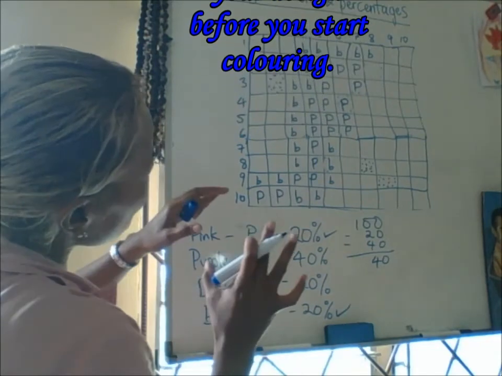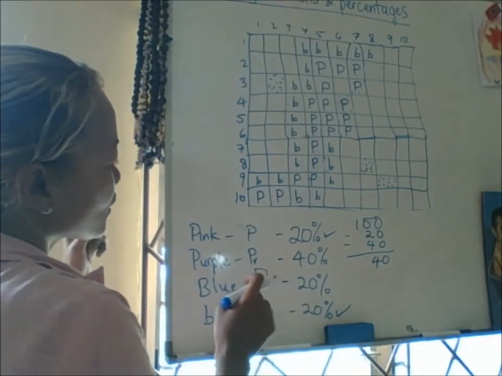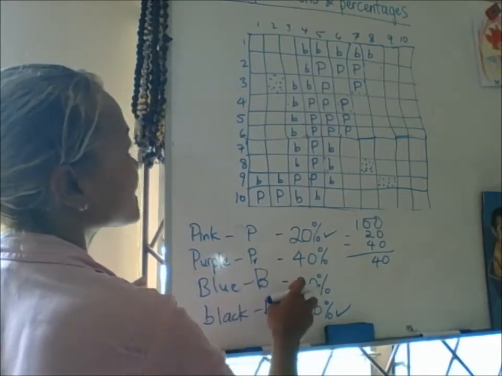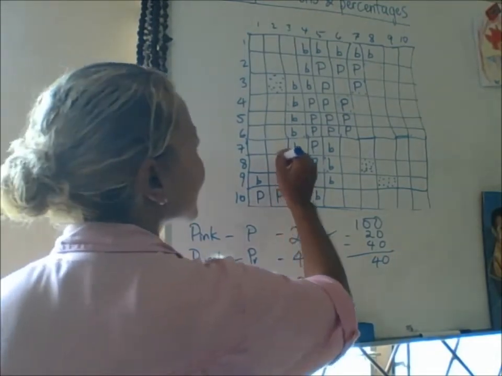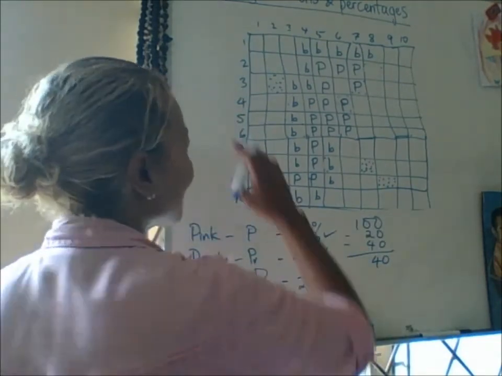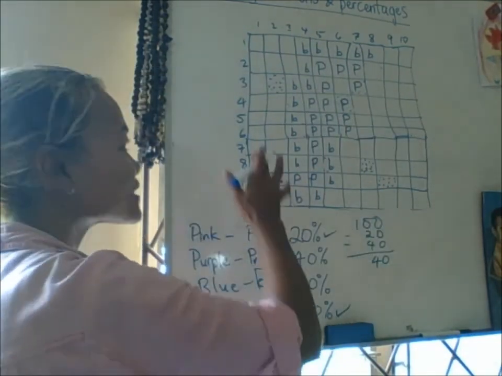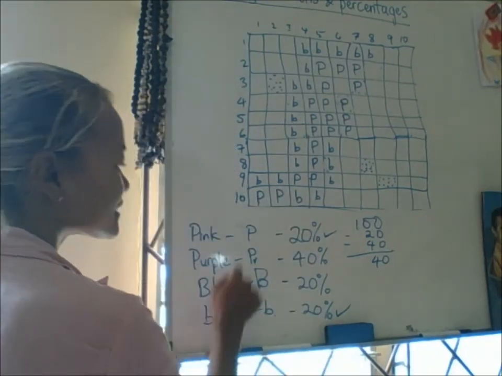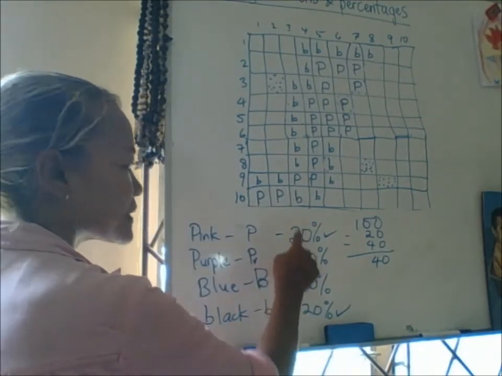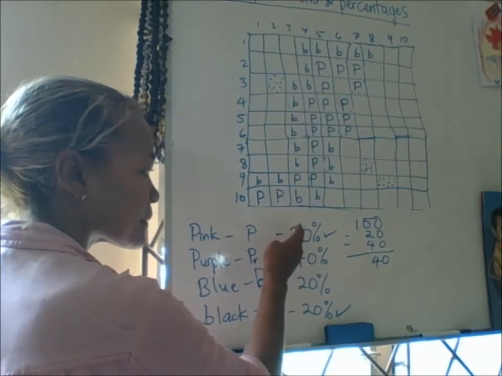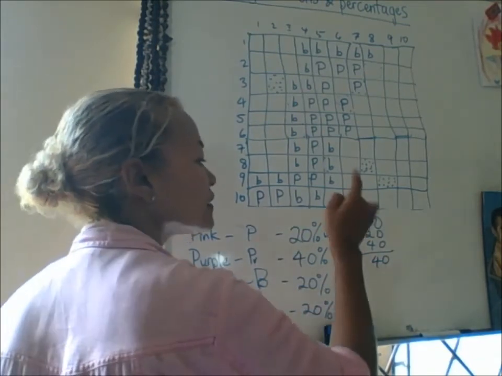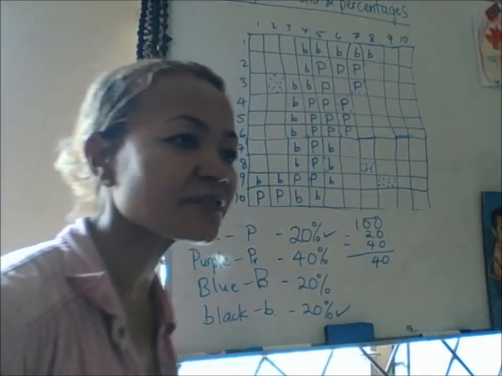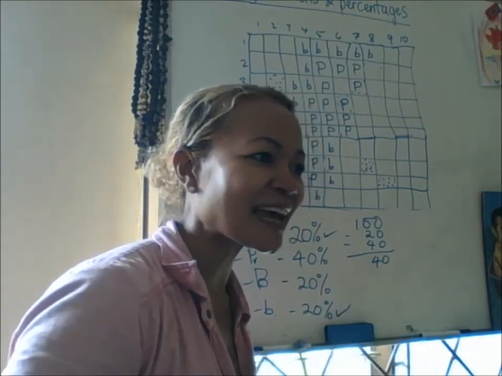Now how can I shape my drawing to use up this other 40 squares of purple and 20 squares of blue? Then you allocate, and once you've filled up the whole 100 squares, you start to color each one with your letter and the percentage that you've chosen, but remember the percentages must equal 100. You might choose different percentages, you might choose different colors, but make sure it adds to 100.